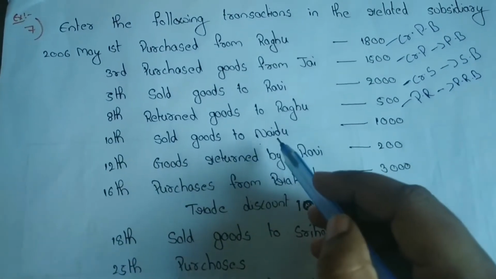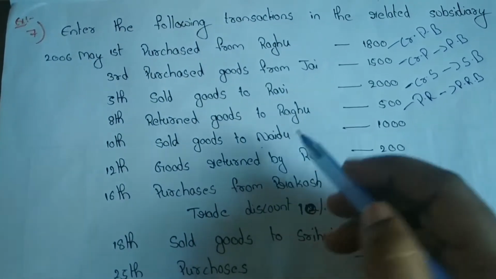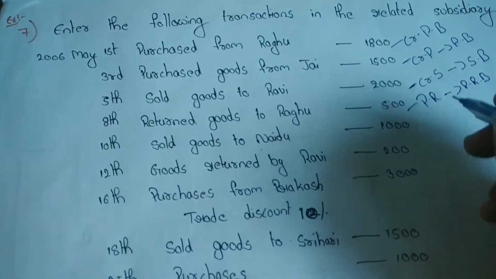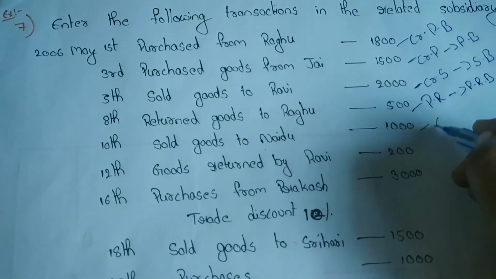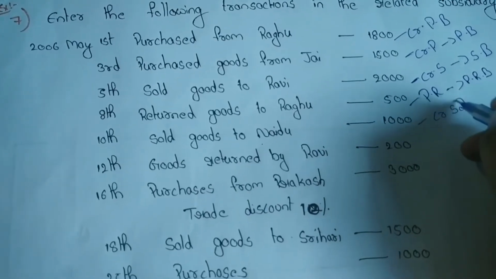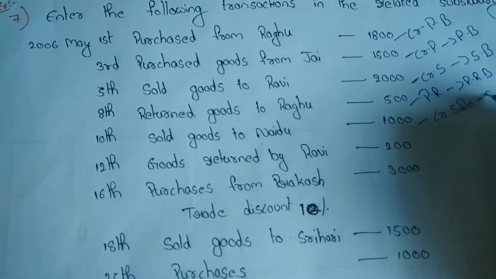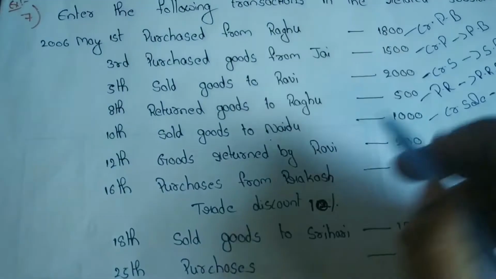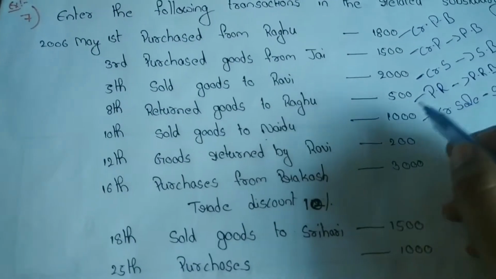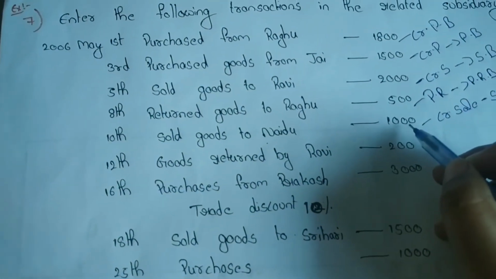Next one, on 10th, sold goods to Naidu. Naidu is the customer to our business and we sold goods to Naidu. So it was a credit sale, right? It comes under the sales book and there was no discount here, so the total amount should be mentioned in the sales book.